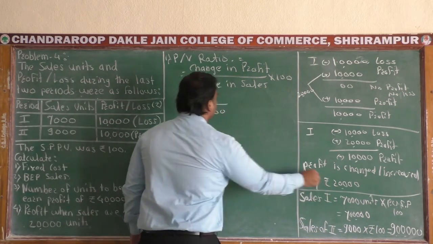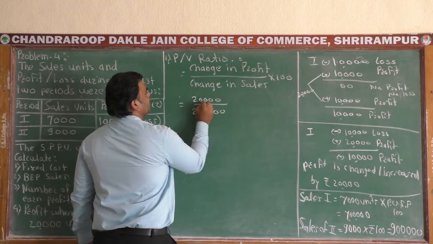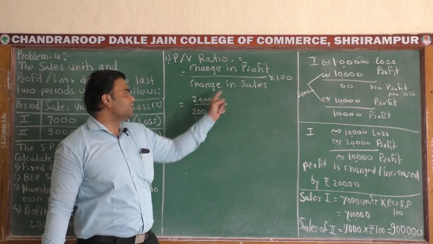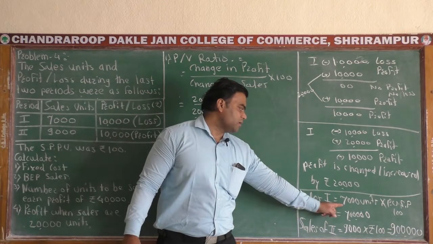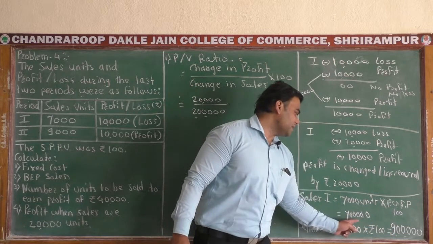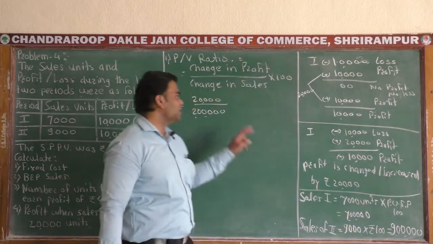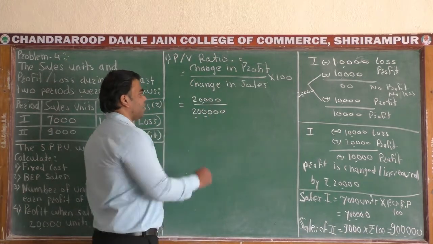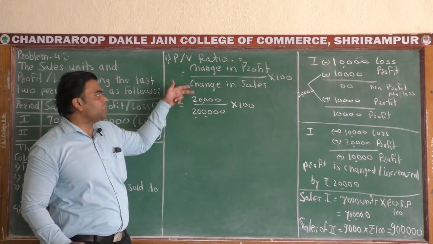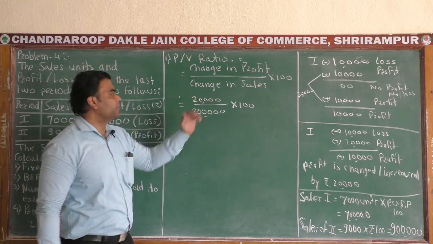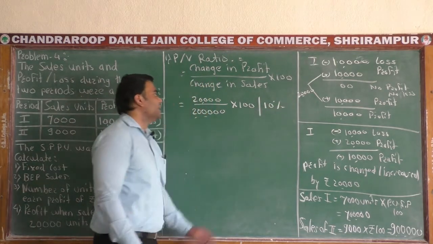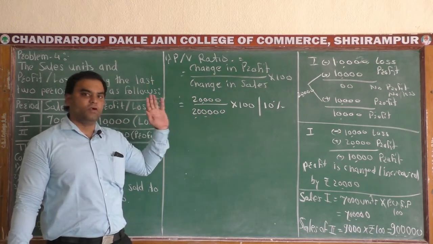And change in profit is 20,000. As we have discussed, change in profit is 20,000 and change in sales is 2 lakh. First year sales 7 lakh, second year sales 9 lakh, changed by 2 lakh. That's why we have taken change in sales 2 lakh into 100. So change in profit 20,000 upon change in sales 2 lakh into 100 is equal to 10%. You can see 20,000 is 10% of 2 lakh.